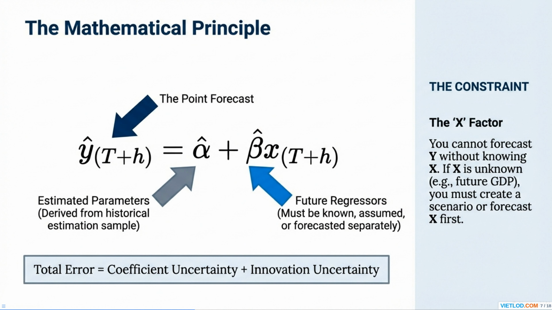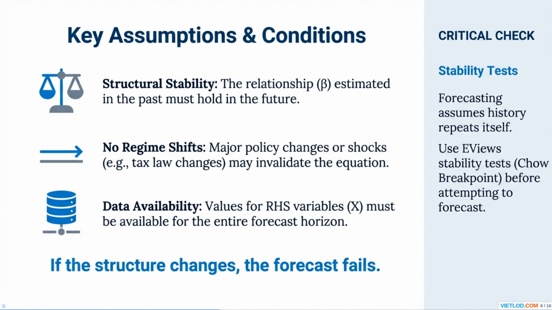The total forecast error comes from two sources: uncertainty about our estimated coefficients and future random shocks, or innovation uncertainty. To forecast sales, y hat, for next month, we need our estimated model, A and B, and a value for next month's advertising budget, X. If we don't know the budget, we can't make the forecast. This mathematical relationship, however, only works if certain critical conditions are met. Let's discuss these assumptions next.